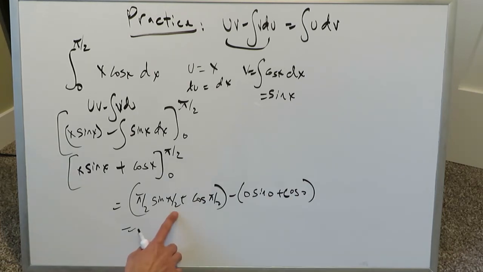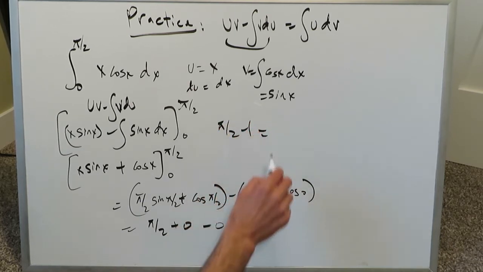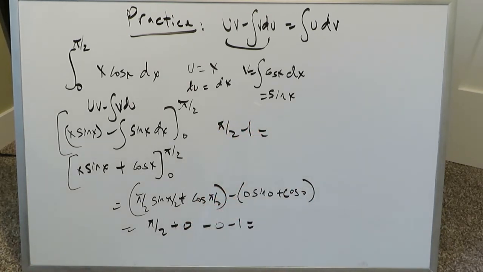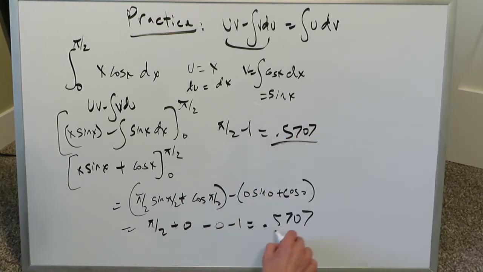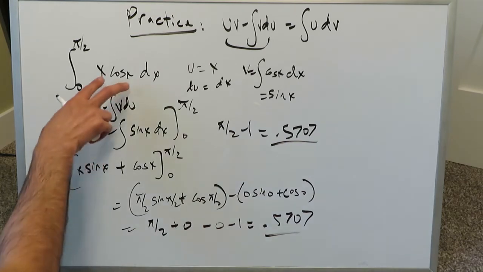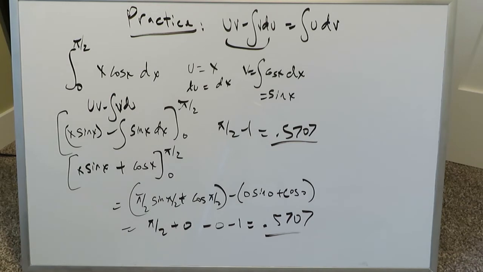Sine pi over 2 is just a 1, pi over 2 times 1 is pi over 2, cosine pi over 2 is a 0, plus 0 minus this zeroes out, cosine 0 is just a 1, which affects with this minus, and you get a minus 1. So essentially you have pi over 2 minus 1, which will lead you to your final answer, and we'll calculate that for you. You can use a calculator here. Pi divided by 2 minus 1, and the answer to this question will be 0.5707. And what will this 0.5707 represent? It will represent, if you were to graph this, the area below the curve from the interval 0 to pi over 2.